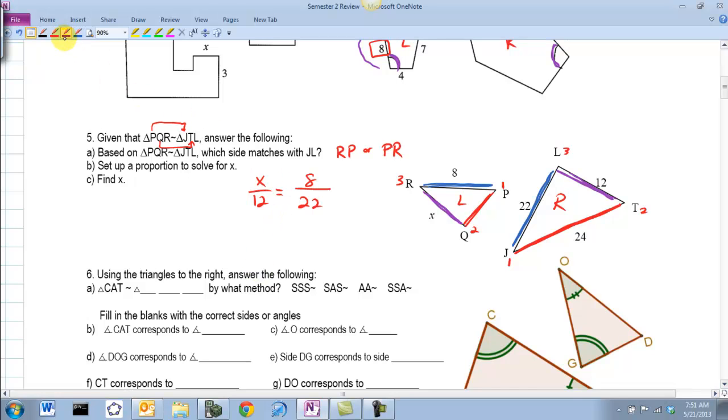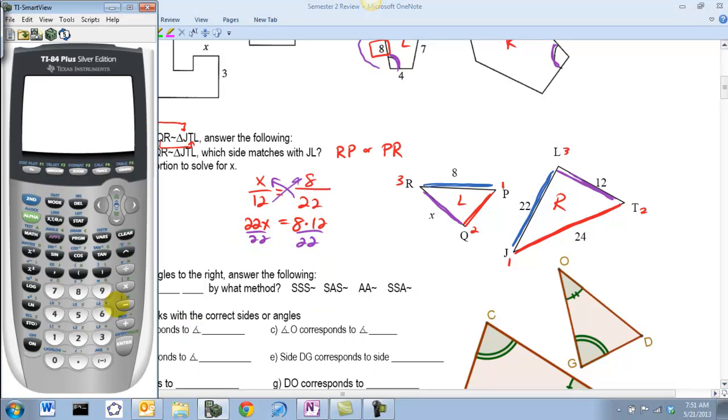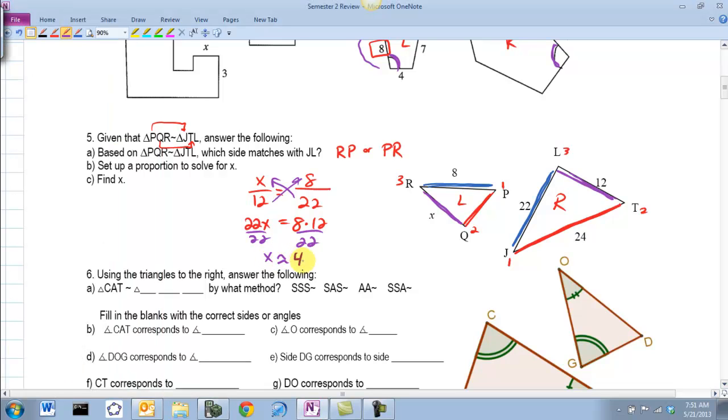Here again, I'm going to cross multiply. So I bring the 8 times the 12 and the 22 times the x. And let's see, I believe that 8 times 12 is 96. So I'm going to divide both sides by 22. 96 divided by 22. Oh, there's a number only its mother could love. X is going to be around 4.36. And I would like you to include a couple of decimals as you do these types of problems.